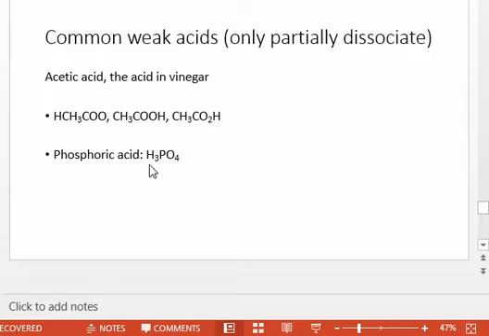And phosphoric acid does have the hydrogen at the beginning. These are 2 common weak acids.